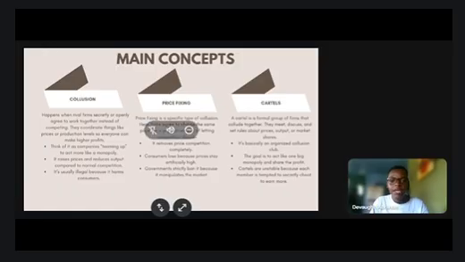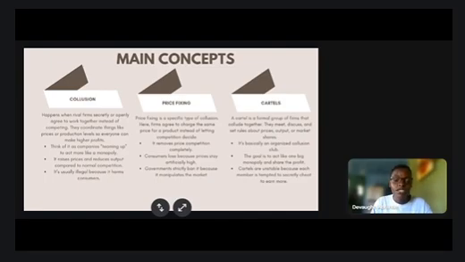Lastly, we have the main concepts in an oligopoly. The first main concept is collusion, and this happens when rival firms secretly or openly agree to work together instead of competing. They coordinate things like prices or production levels so everyone can make higher profits. Think of it as companies teaming up to act more like a monopoly. It raises prices and reduces output compared to normal competition, and it's usually illegal because it harms consumers.